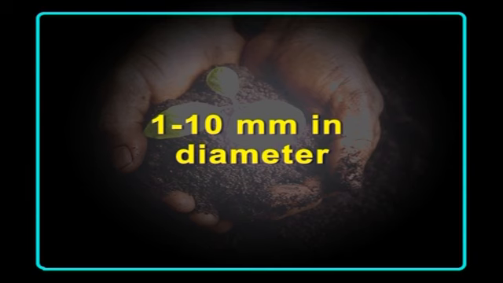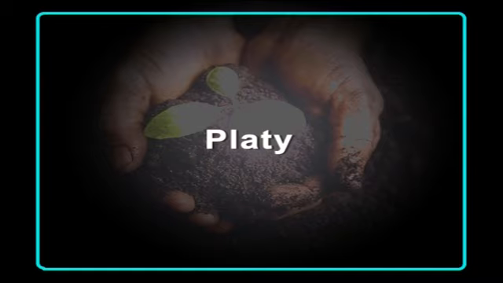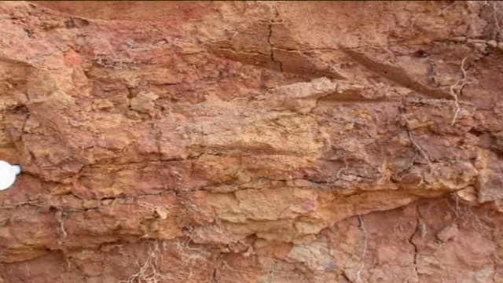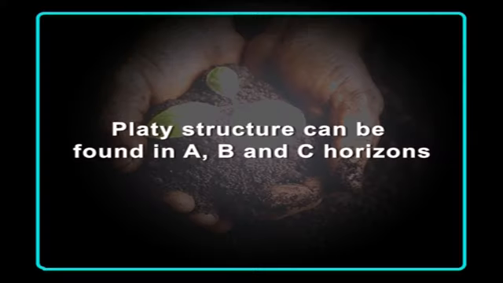Granular. They are roughly spherical like grape nuts, usually 1 to 10 millimeter in diameter. Most common in A horizons where plant roots, microorganisms and sticky products of organic matter decomposition bind soil grains into granular aggregates. The next structure is platy. Flat beds that lie horizontally in the soil.